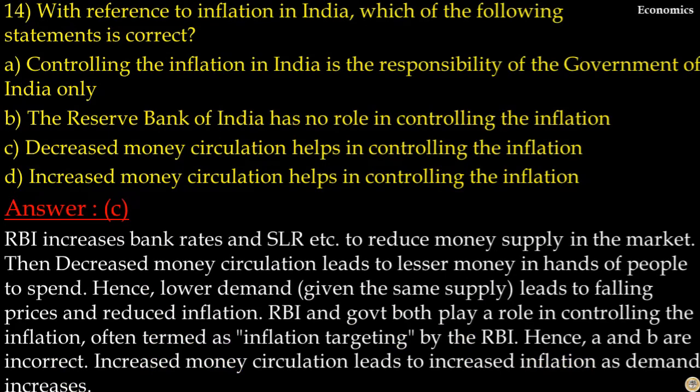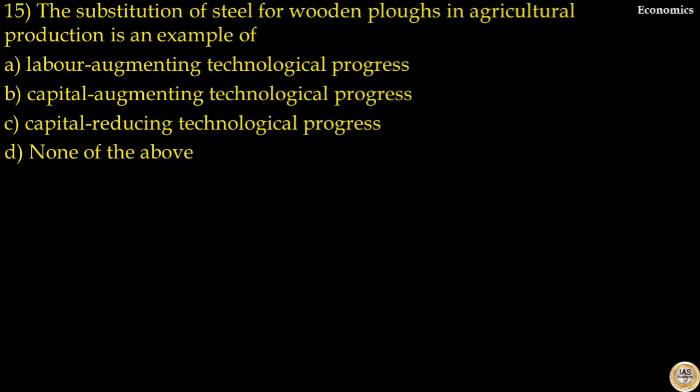RBI increases bank rates and SLR etc. to reduce money supply in the market. Then decreased money circulation leads to less money in the hands of people to spend. Hence, lower demand leads to falling prices and reduced inflation. RBI and government both play a role in controlling the inflation, often termed as inflation targeting by the RBI. Hence, A and B are incorrect. Increased money circulation leads to increased inflation as demand increases. So, the answer to this question will be option C. That is, decreased money circulation helps in controlling the inflation.